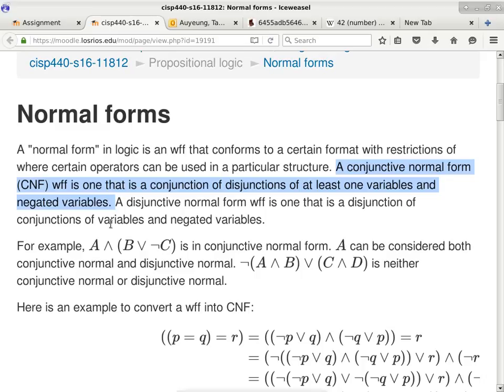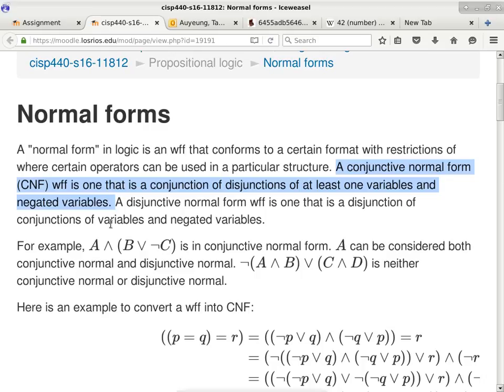Can the CNF have conjunctions in it as long as the disjunctions? No. So for the conjunction, there can only be one gigantic conjunction at the end. This can have any number of components. But each component of the conjunction has to be a disjunction. There are a few exceptions, okay?